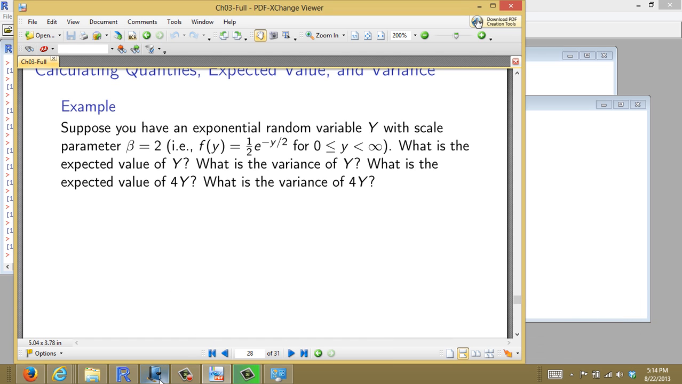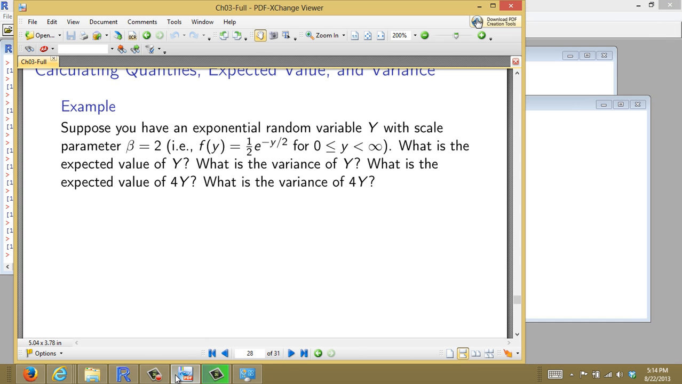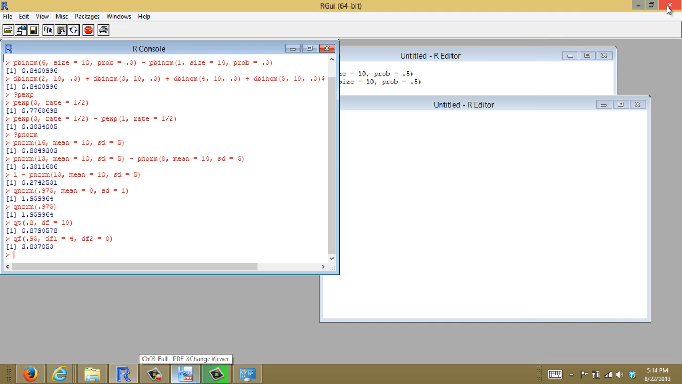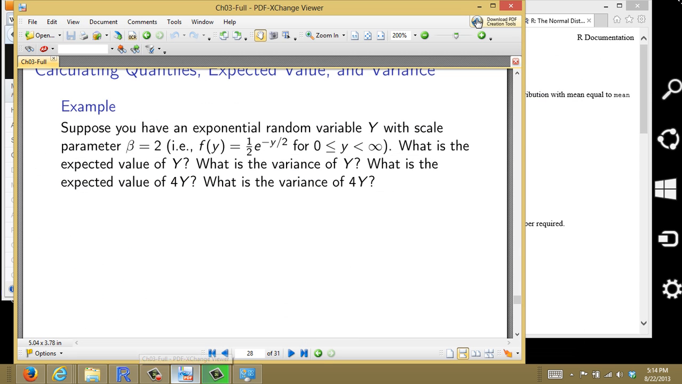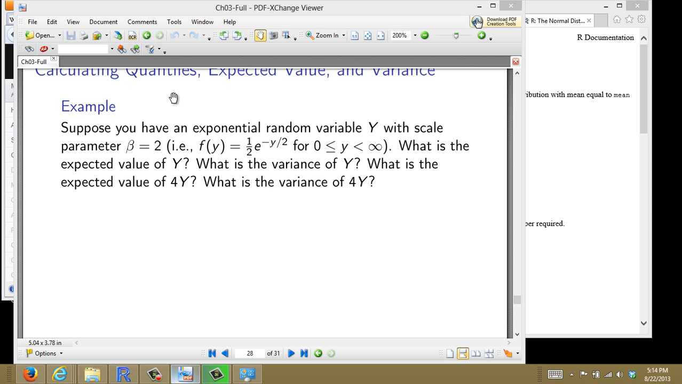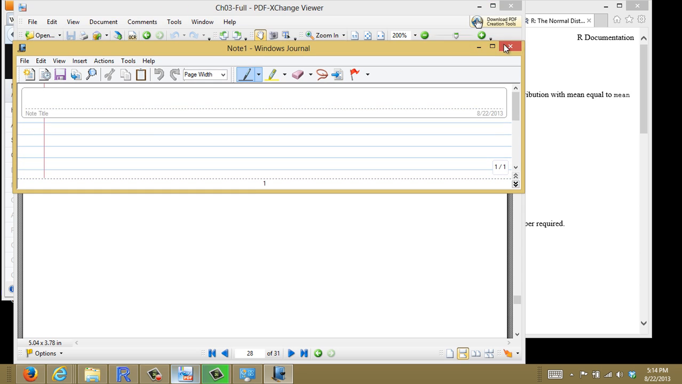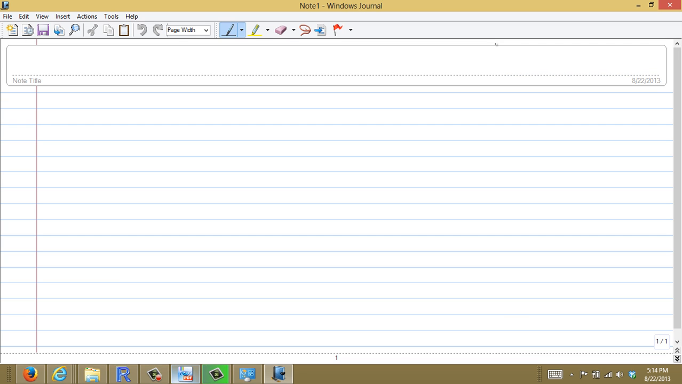Well, I hope your endeavor was successful. Let's see if we can answer this question together. So, once again, let's write the information that we know. So we know that our random variable y has an exponential distribution with a scale parameter beta equal to 2.